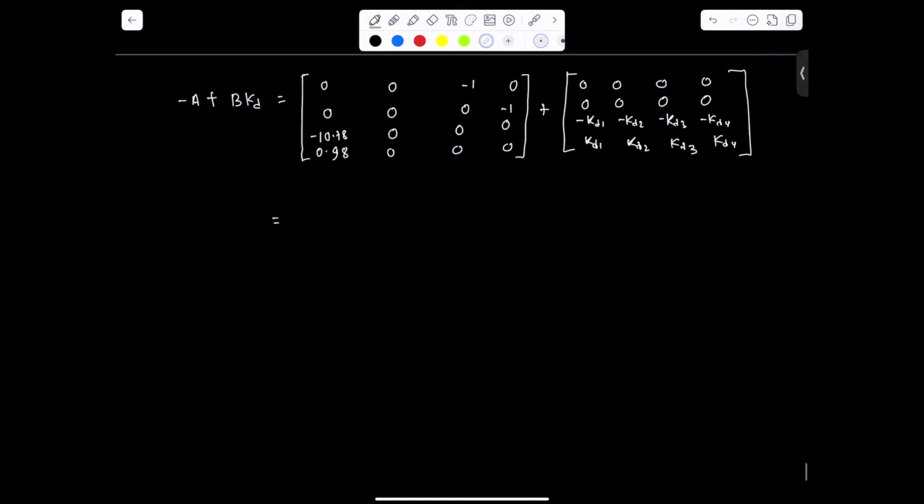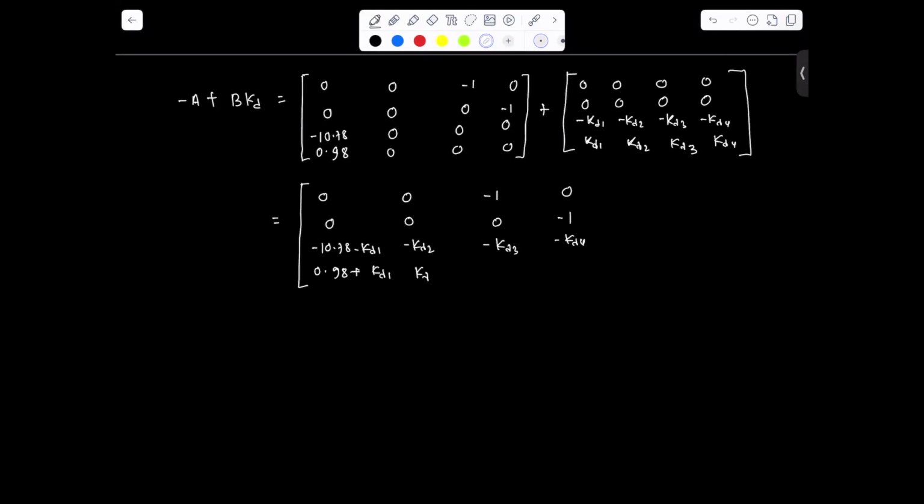And if we combine both the matrices, we'll get 0, 0, minus 1, 0, 0, 0, 0, minus 1, minus 10.78 plus KD, oh sorry, minus KD1, and minus KD2, KD3, KD4, 9 plus KD1, KD2, KD3, KD4. Right.